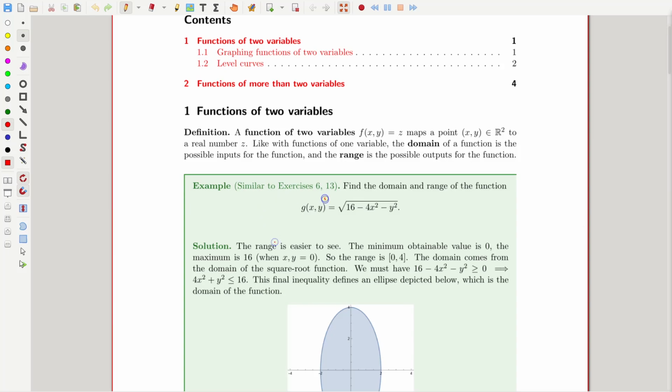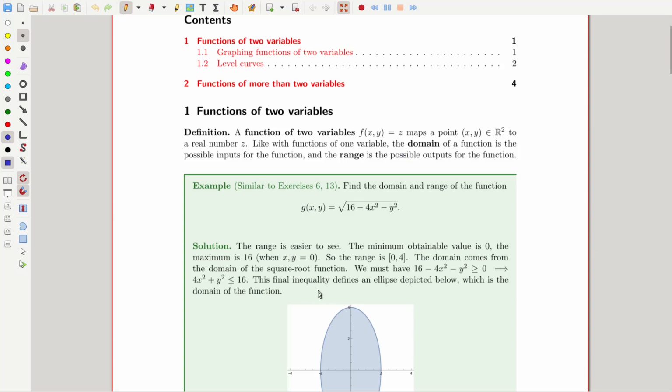So a function of two variables is something that looks like this. We have f taking in two inputs, x and y, and some output, which we may call z. This maps a point in two-dimensional space in R2 to a real number, z. And being a function, you can define the notion of a domain and a range in the same way that you would with functions of one variable, right? The domain is the possible inputs that make sense for that function, and the range is the possible outputs that the function can produce.